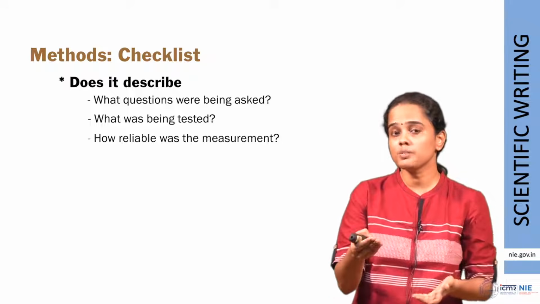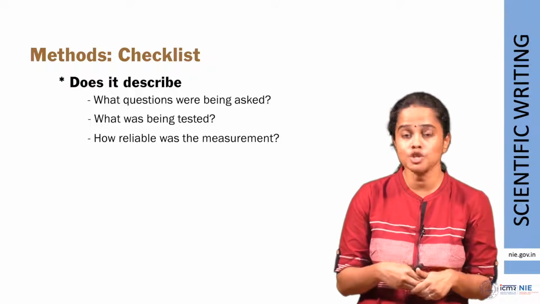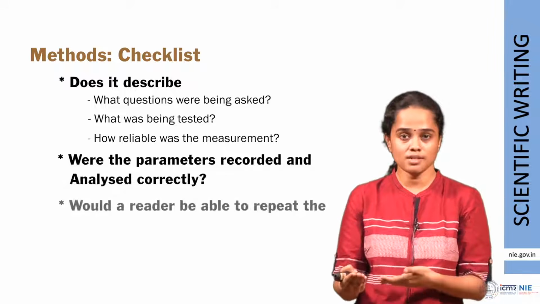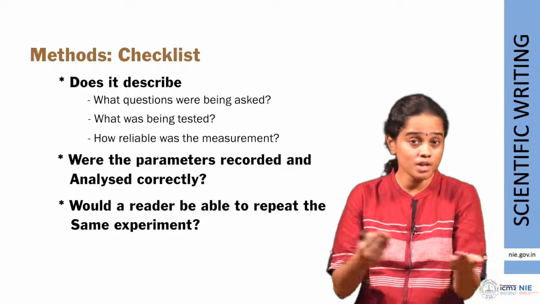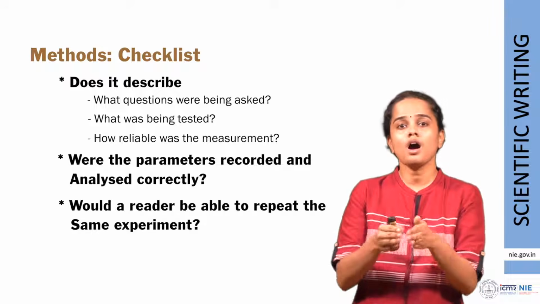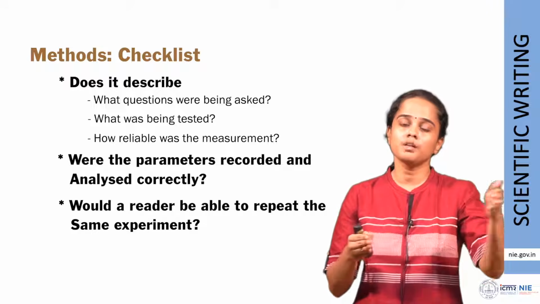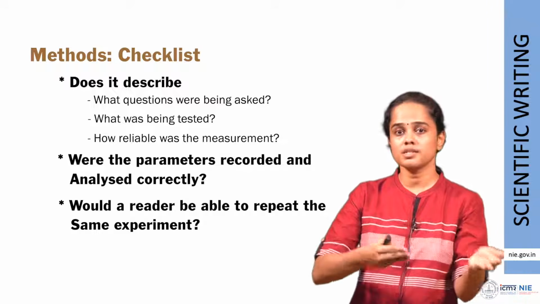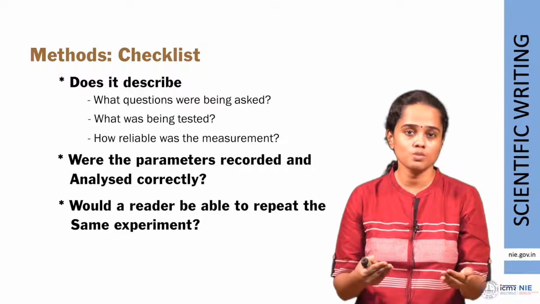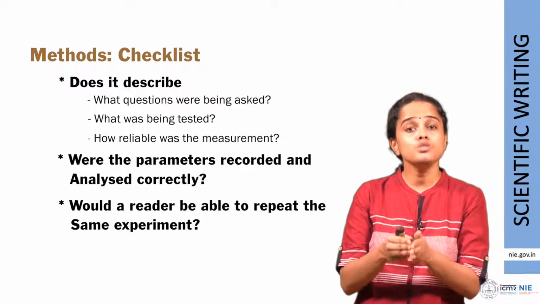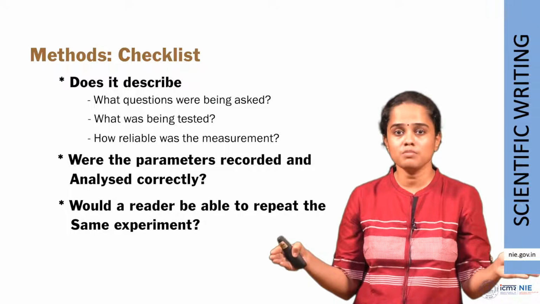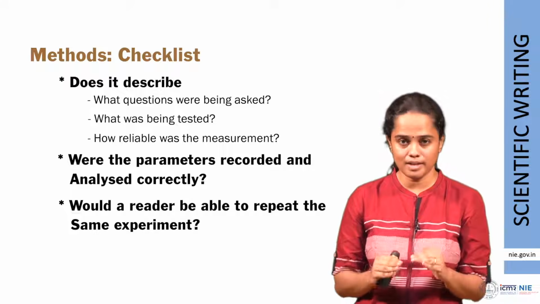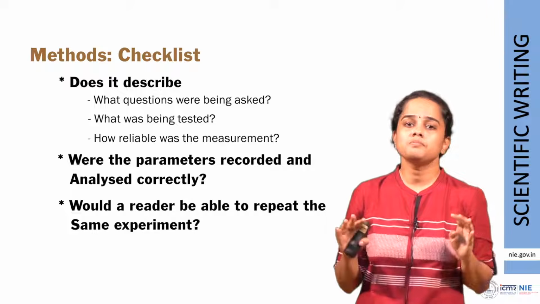Now let us say they are measuring the blood pressure of a person. You need to know what was the equipment they used, how did they standardize the equipment, how many measurements were taken, how were they spaced, what pre-requirements were given to the patient, and how both the raters had matched their methods to measure the blood pressure. So you need to know how the particular parameter was recorded and later whether it was analyzed correctly. Would a reader be able to repeat the same experiment?